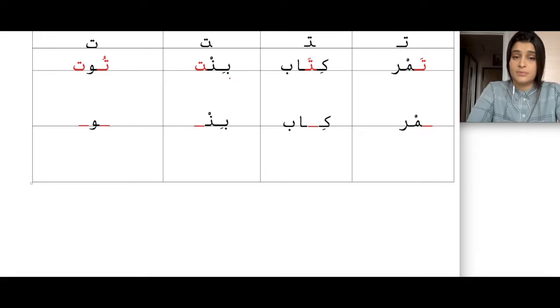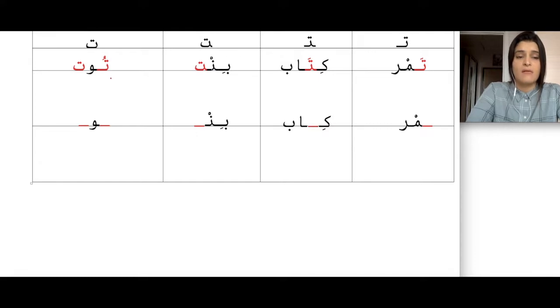Then we have this word. It is bint. Bint means girl. Under letter Ba we have Kasra, as you can see. Bi. And then we have letter Noon. Bin. Sukun above letter Noon. T. Bint. Bint means girl.